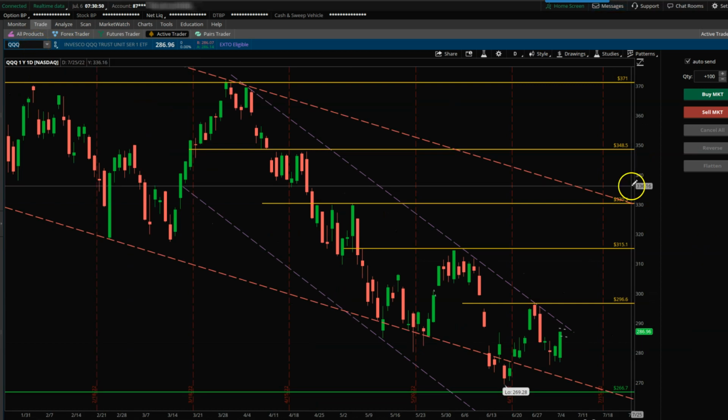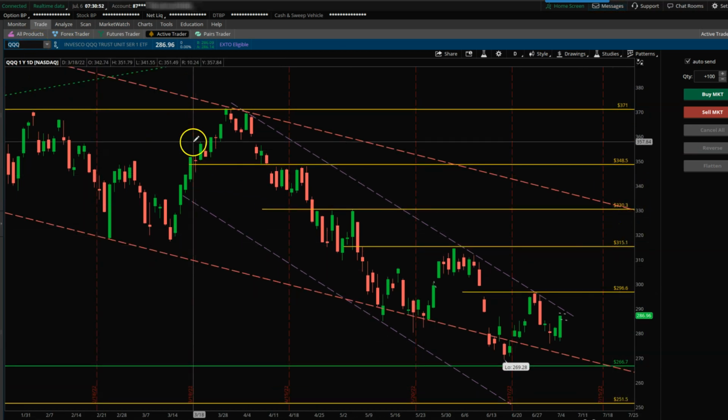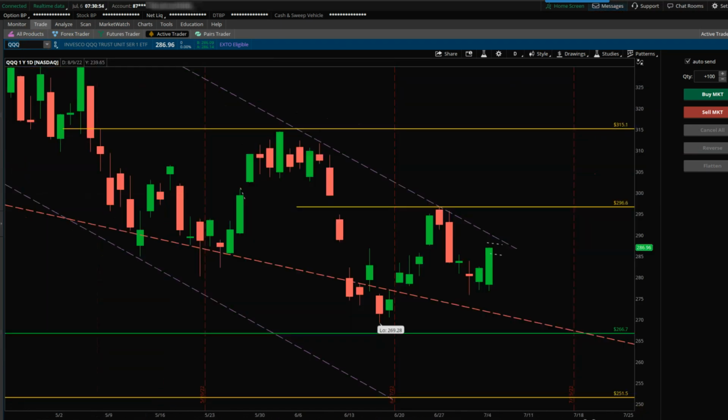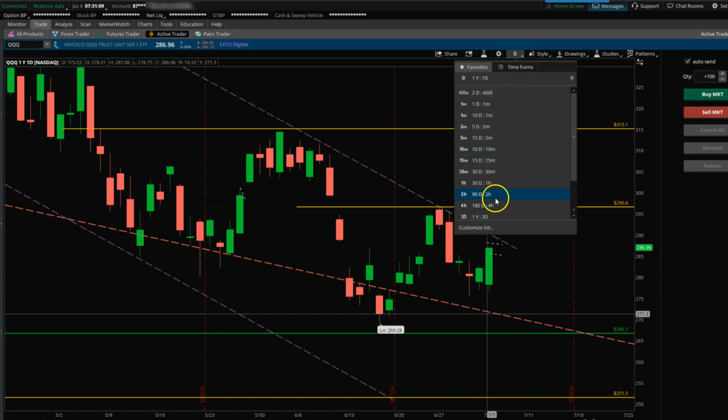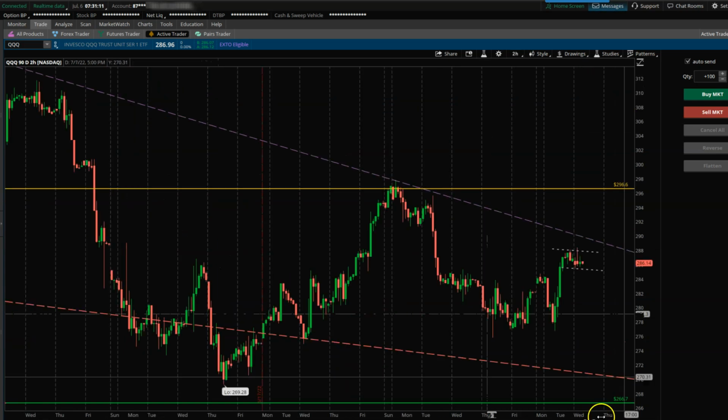QQQ, we have the FOMC minutes today. So overall, it made a nice sort of a bullish engulfing daily bar yesterday, right? We opened weak, we tried to break down, couldn't do it, held this support level, and then we moved back up.